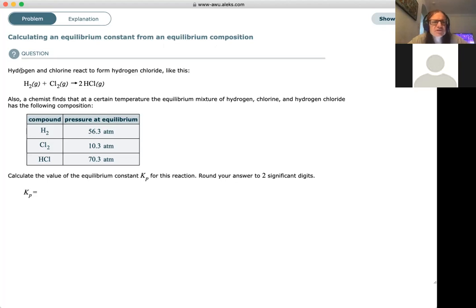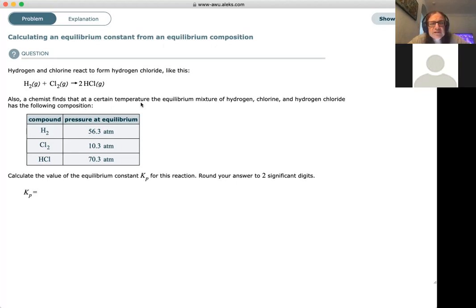So let's read the question. Hydrogen and chlorine react to form hydrogen chloride like this: H2 gas plus Cl2 gas to form 2HCl gas. Now, one thing I would say about the expression here is that they're not using the double arrow, and they probably should. This is an equilibrium problem, so we would put the double arrow there.